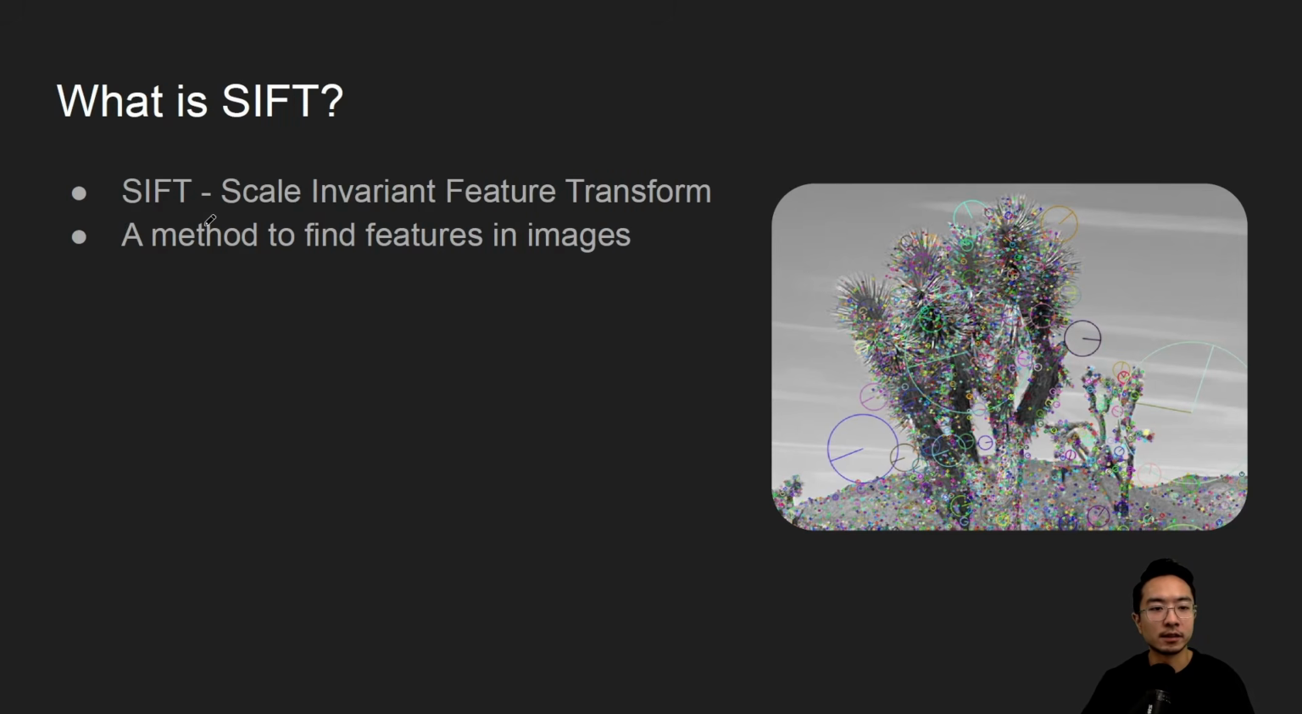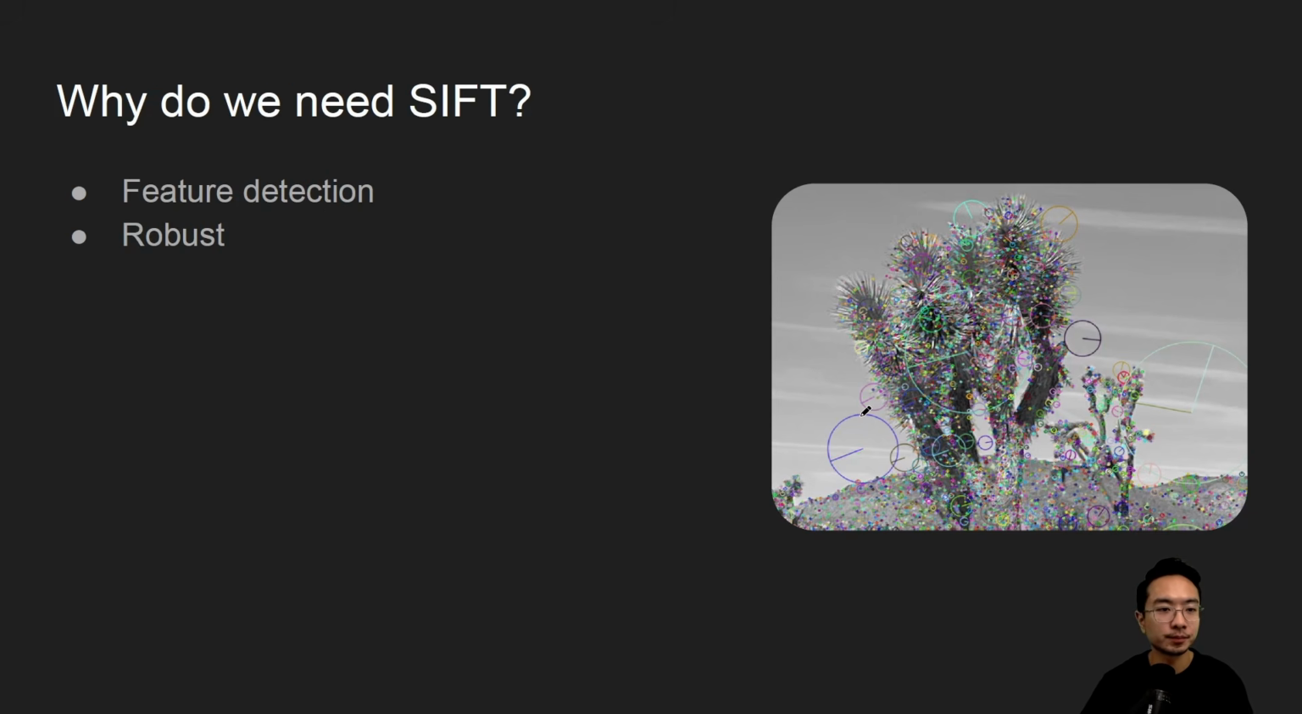So what is SIFT? It stands for Scale Invariant Feature Transform, and it's a method to find features in images. The key part is the invariant. It's supposed to be invariant to scale and rotation and things like that to make it more robust. You can see here on the right an example of all the features it has found, as well as the orientation, which is shown by the line.